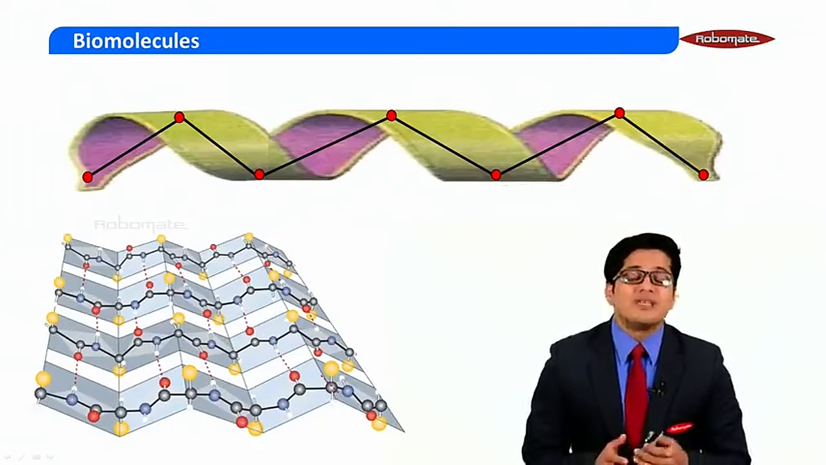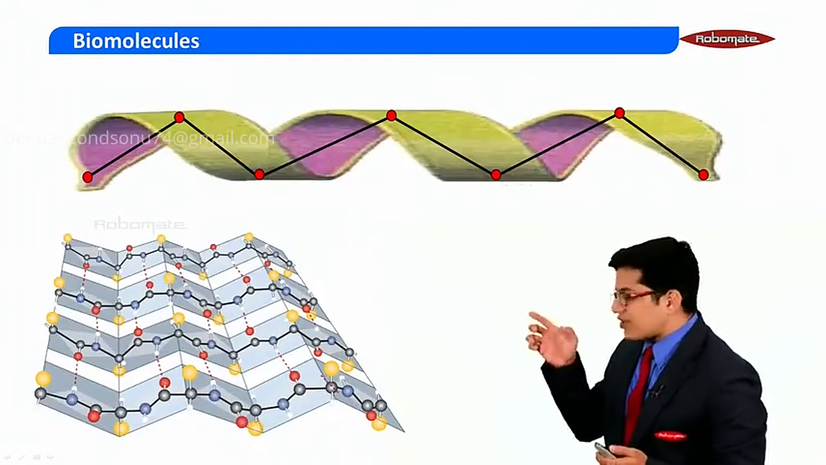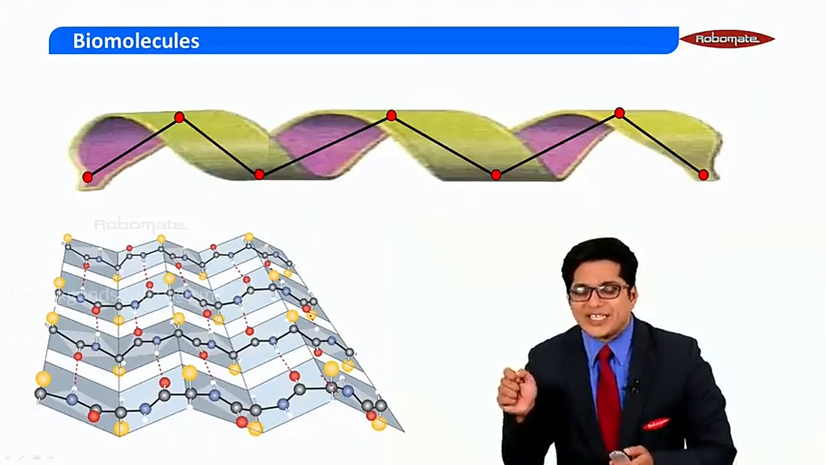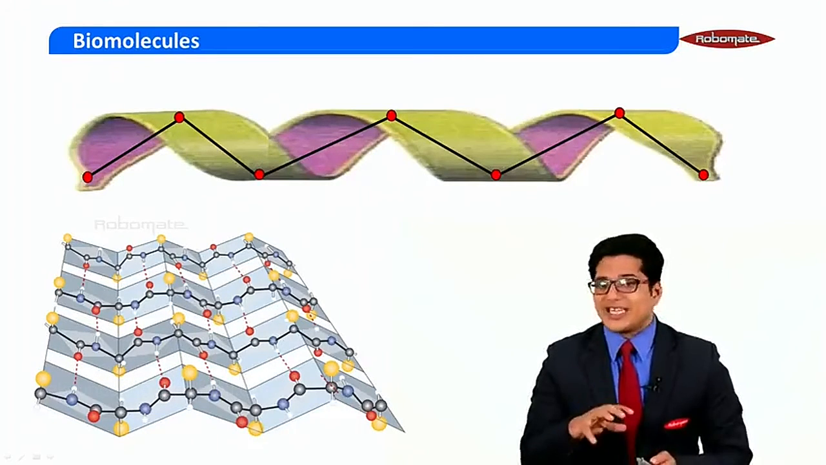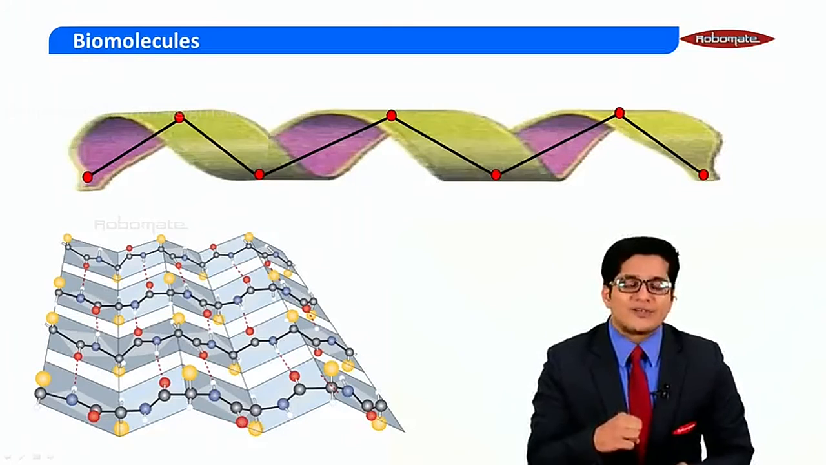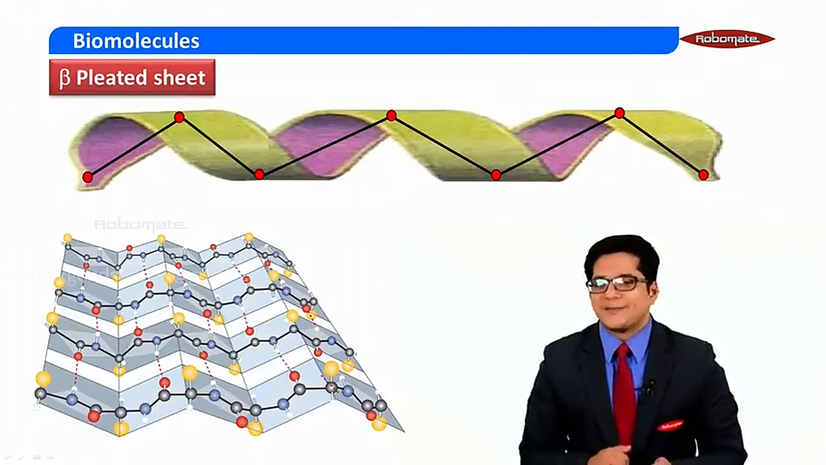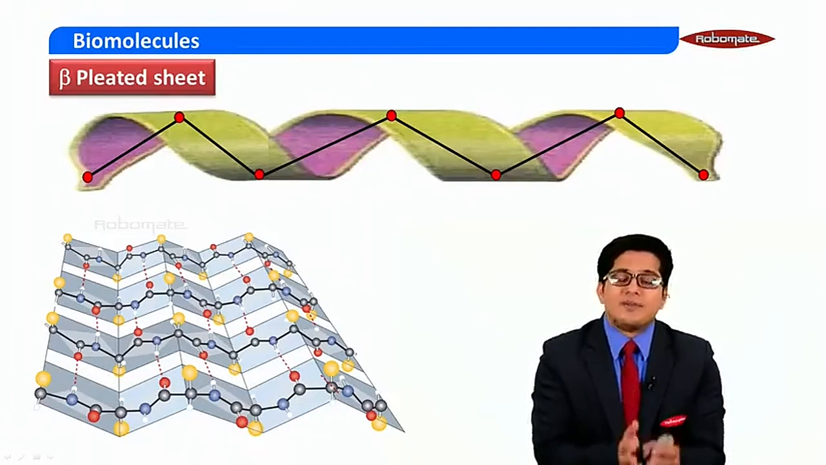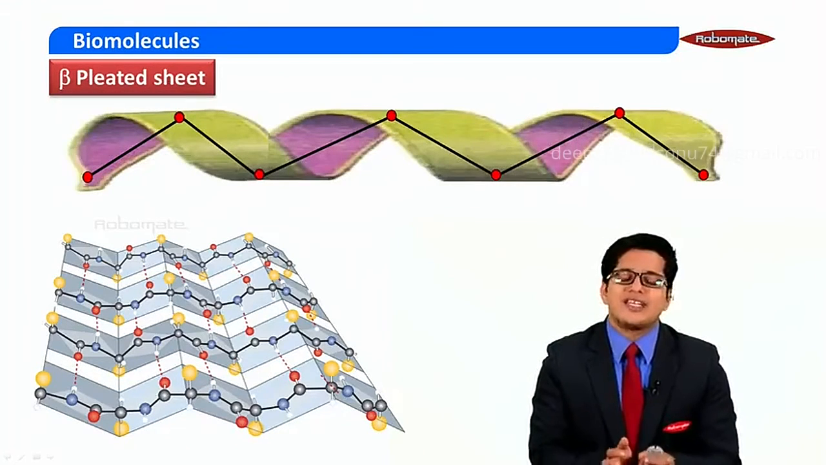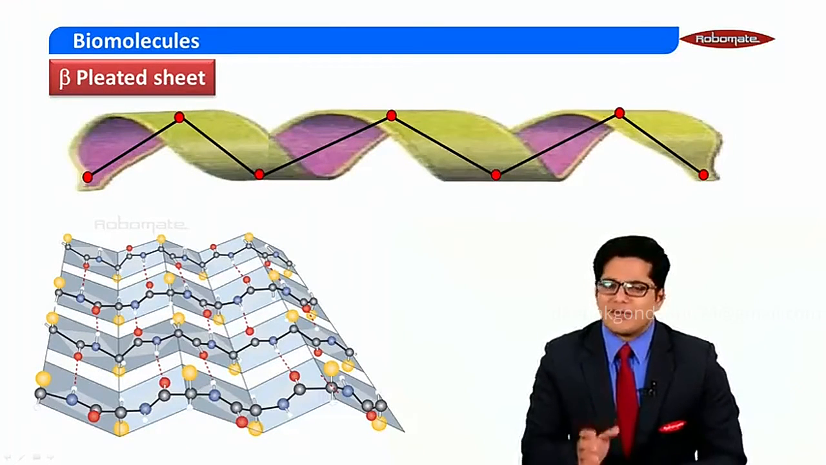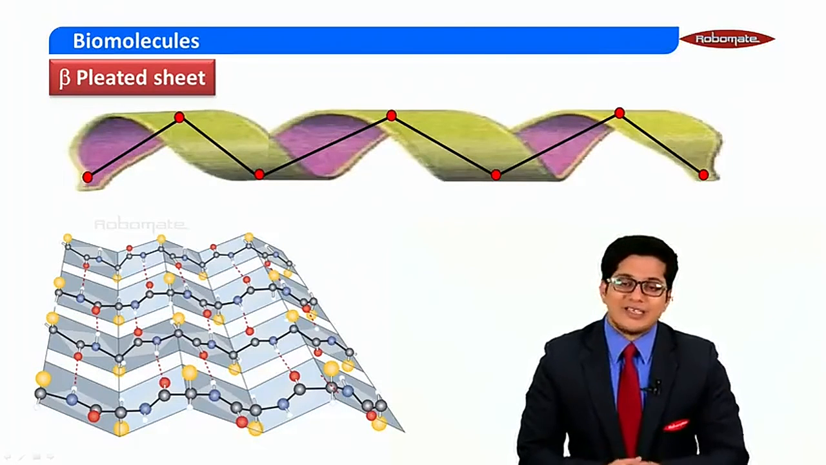This structure, which would now be oriented something like this, would be called a beta pleated sheet structure, wherein between the 2 structures or between the 2 chains you have hydrogen bonds originating, and this entire structure would give rise to a secondary structure known as beta pleated sheets. So this was all about beta pleated sheets and alpha helix, that is nothing but secondary structures of protein. A very, very important question with respect to your boards. You need to learn this.